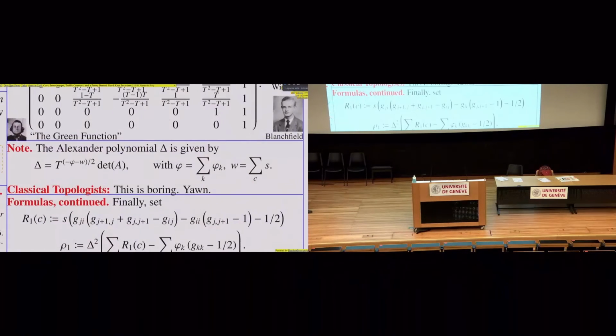So if you were Cameron Gordon, and I'm really sorry he's not here because I really wanted him to be here now, you would yawn because it's so boring. In fact, the determinant of this matrix A is essentially the Alexander polynomial, up to a minor normalization. If you multiply by t to the minus phi minus w divided by 2, where phi is the absolute total rotation number, the sum of all rotation numbers, and w is the sum of all the signs of all the crossings, you get precisely the Alexander polynomial. So boring. Fall asleep, please.